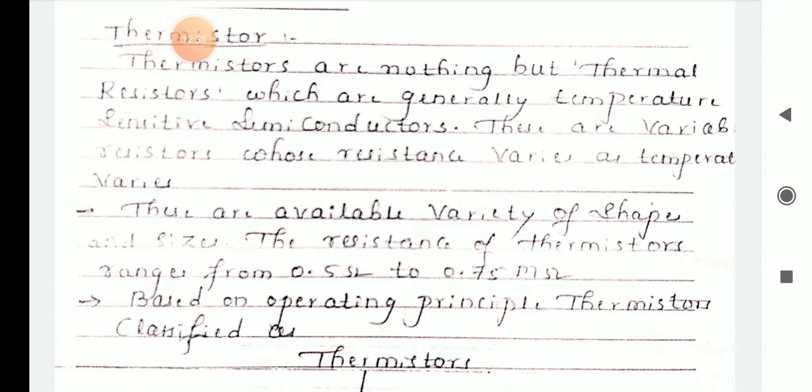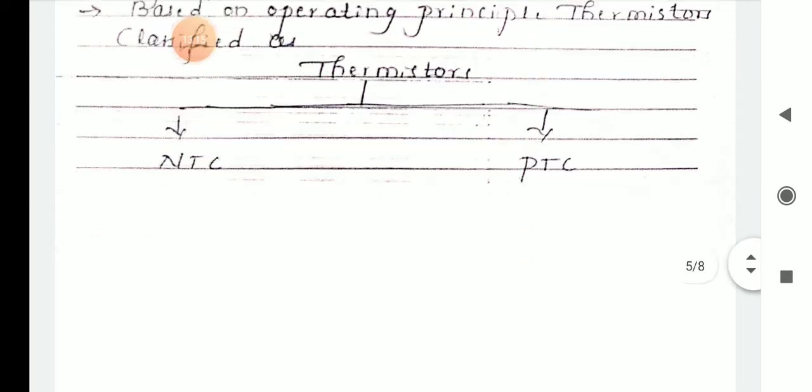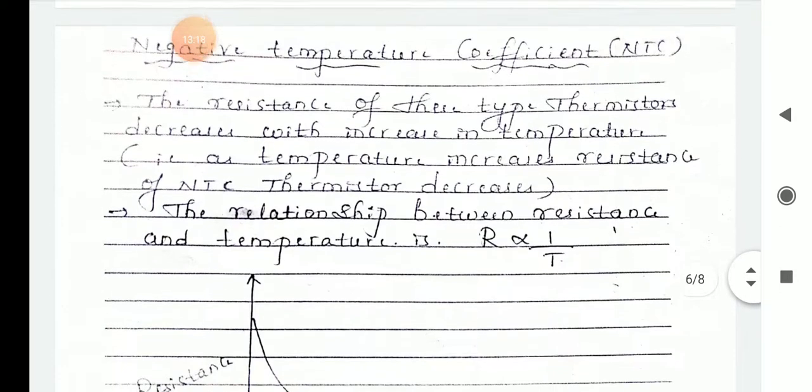These are available in a variety of shapes and sizes. The resistance of the thermistor ranges from 0.5 ohm to 0.75 mega ohm. Based on operating principle, thermistors are classified into two types. First one is the NTC, second one is the PTC. What are NTC and PTC? Negative temperature coefficient and positive temperature coefficient. We will discuss in a detailed way with respect to the graph.